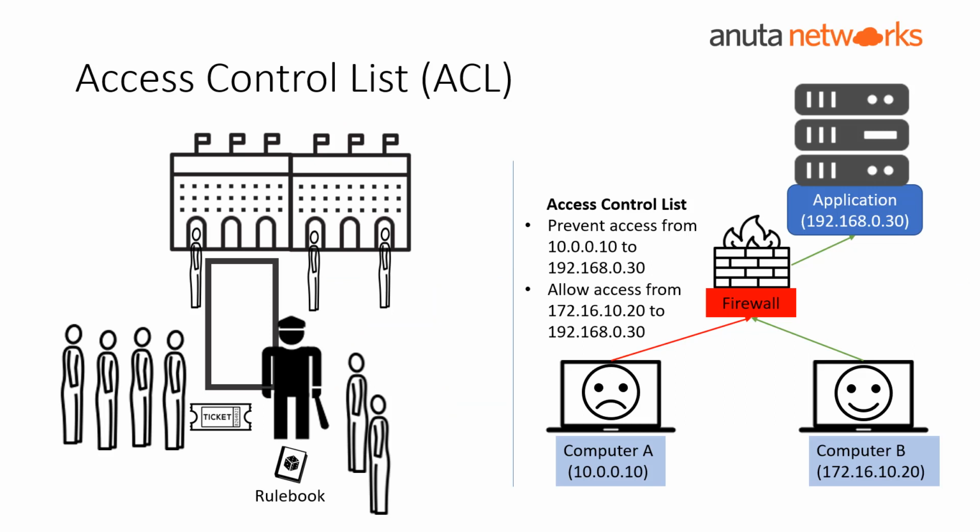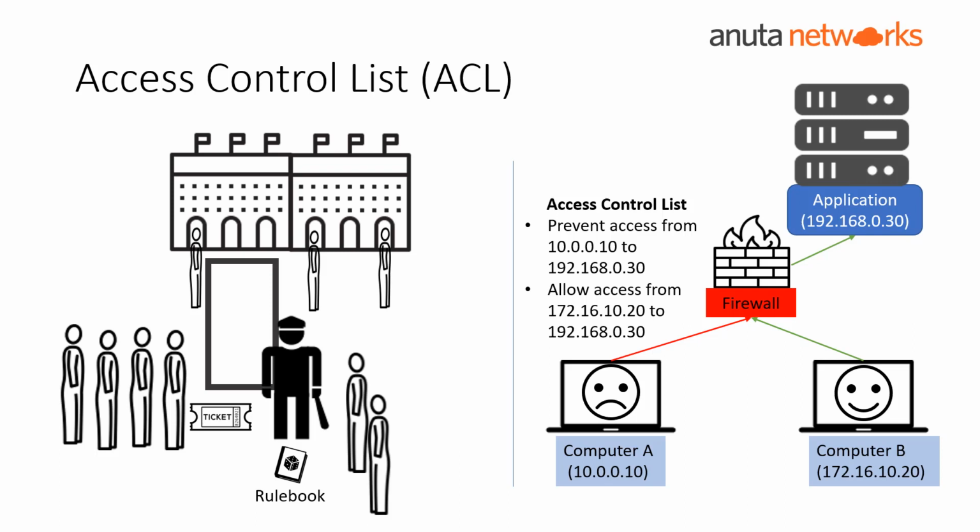Access Control List or ACL. An access control list is defined on the firewall. We know a firewall takes care of the security of your network. A firewall uses an ACL to regulate the traffic going through it. Let's understand this using an analogy.